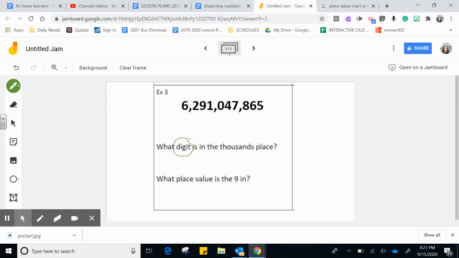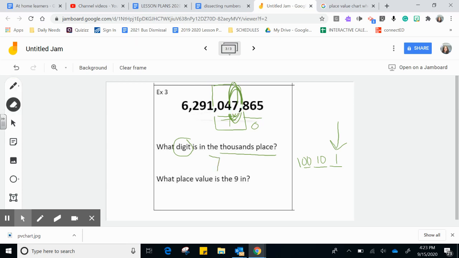So I'm looking for the digit in the thousands place. So thousands is the name of one of my periods. So I know it's going to be somewhere in this section. And we know in that section, there's 3 spots, the 1, the 10, and the 100. And it doesn't say 10,000, it doesn't say 100,000, it just says thousands, which implies the 1,000s place, which is that first spot in the thousands period. So the answer would be 7.